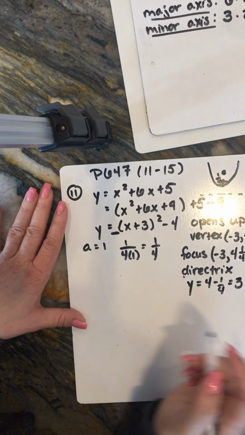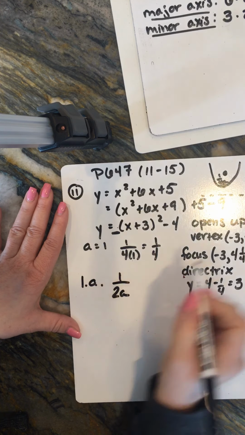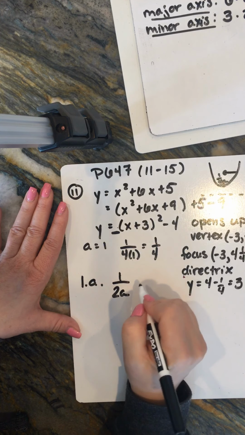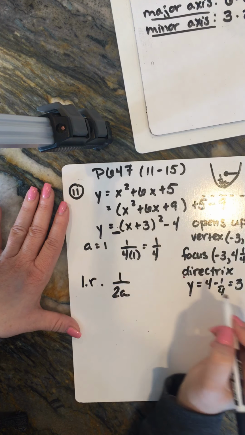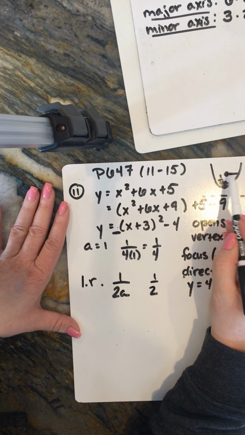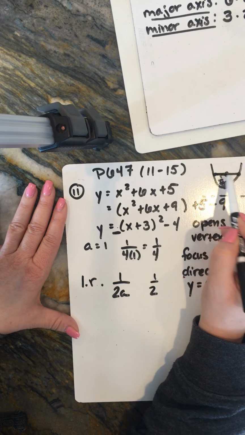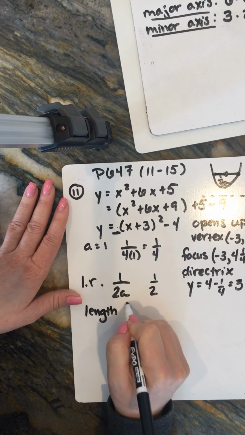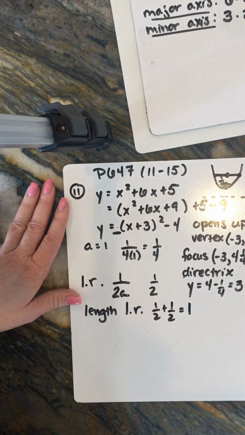And then the length of the latus rectum. So we need 1 over 2a. The length goes 1 over 2a over here. And since a is equal to 1, we've got 1 over 2, LR. So 1 over 2 is the distance from the focus over to one side of the parabola. The distance from the focus to the other side of the parabola is 1 over 2 as well. So the length of the latus rectum would be 1/2 plus 1/2, or 1.